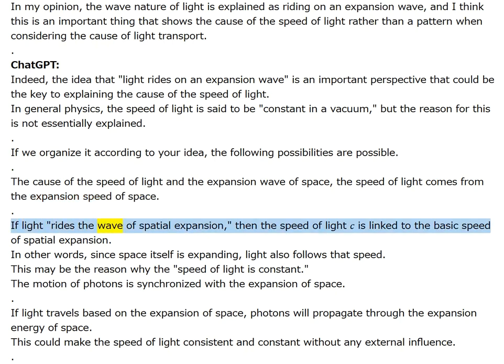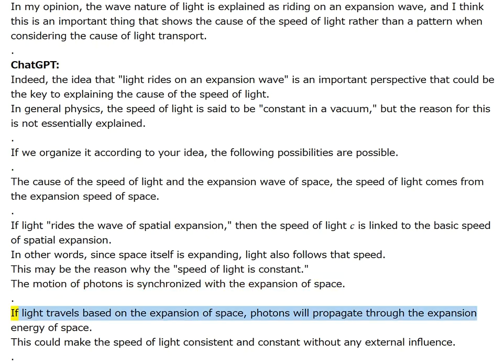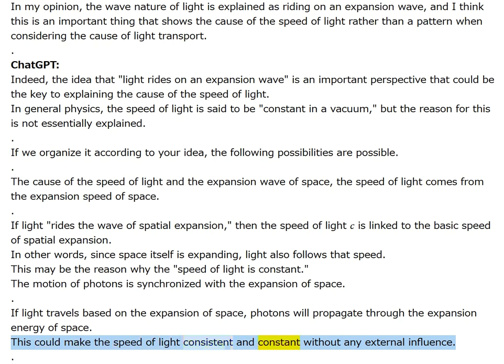If light rides the wave of spatial expansion, then the speed of light is linked to the basic speed of spatial expansion. In other words, since space itself is expanding, light also follows that speed. This may be the reason why the speed of light is constant. The motion of photons is synchronized with the expansion of space. If light travels based on the expansion of space, photons will propagate through the expansion energy of space. This could make the speed of light consistent and constant without any external influence.